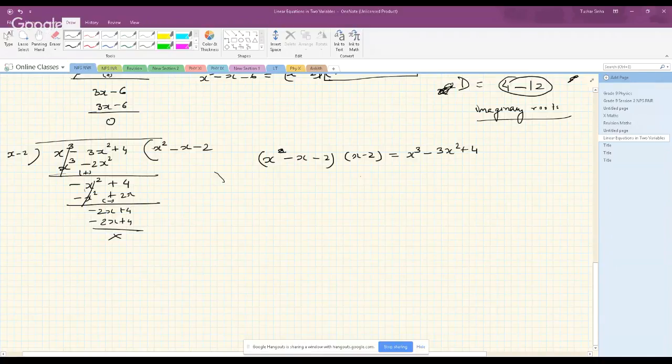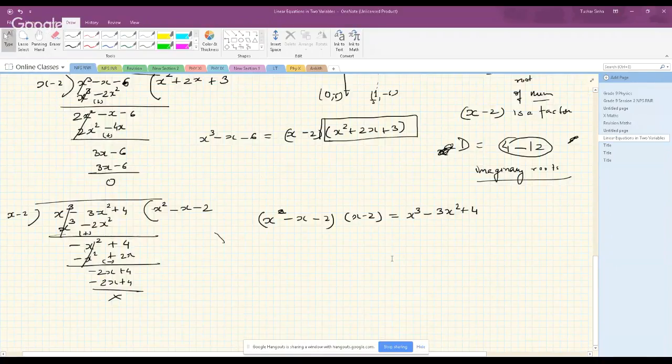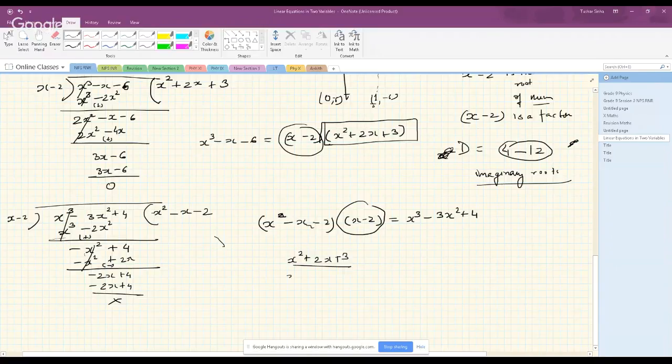Right, so from the numerator and the denominator, if you can see, x minus 2 is common. If you see this x minus 2 is common here in numerator and denominator, so you can cancel them, and hence it becomes x square plus 2x plus 3 by x square minus x minus 2. So this will be the answer.